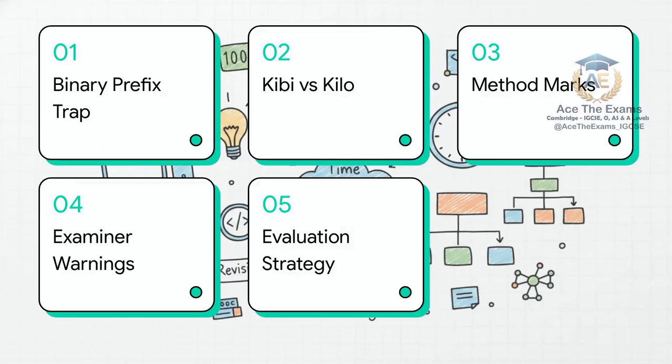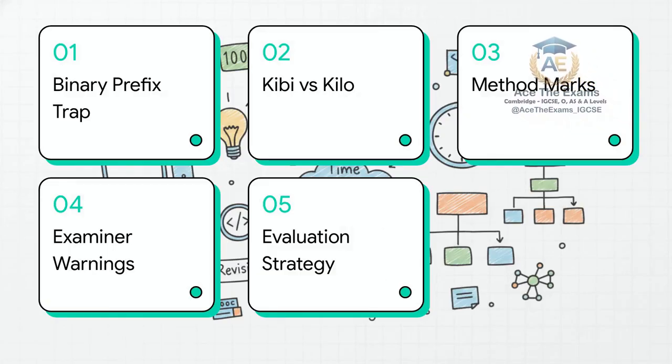Here's our exact roadmap for today. First, the binary prefix trap. Second, Kibi versus kilo explained. Third, earning method marks. Fourth, top 3 examiner warnings. And finally, the evaluation strategy.